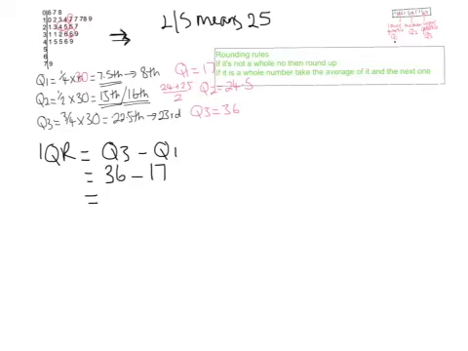Now make sure that you put this line in, because this acts as your method, even though, of course, you can all see that it calculates to 19. Now, what is the interquartile range? I'm just going to bring this back here.